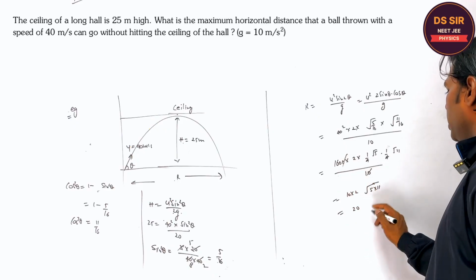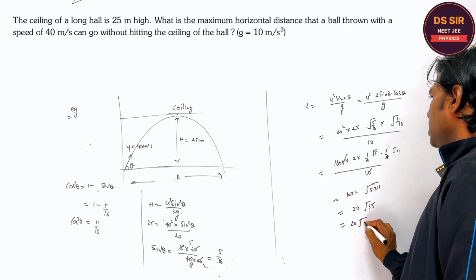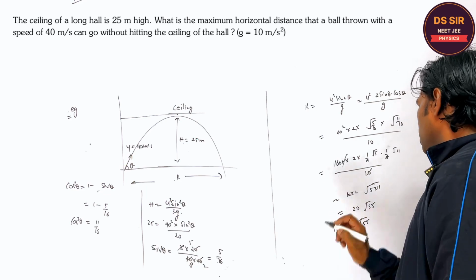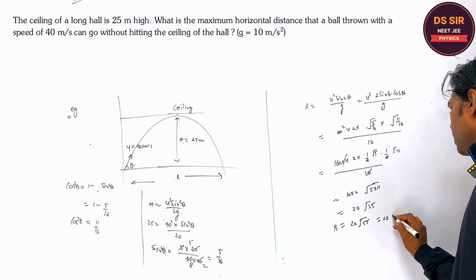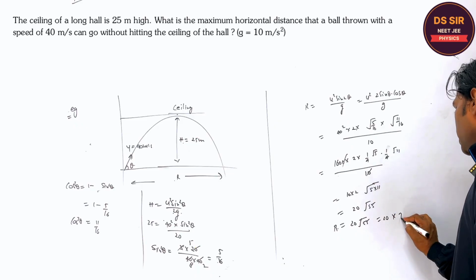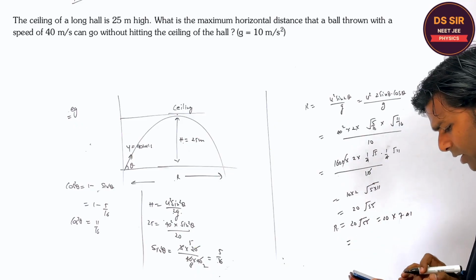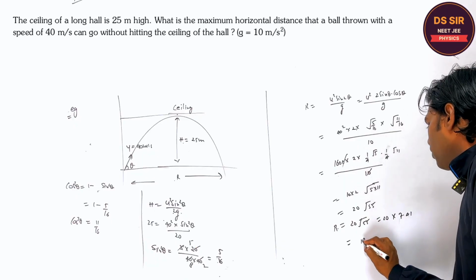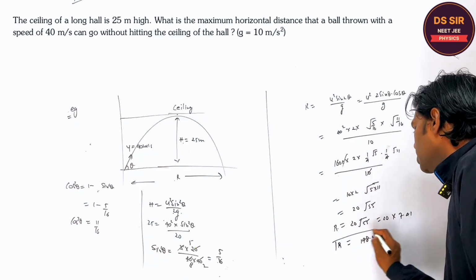4 into 16, yes, it is 55. So what is this? It is the maximum range. So root 55 value is 7.41, right? Multiply by 20, it is 148.32 meter is the range, right?